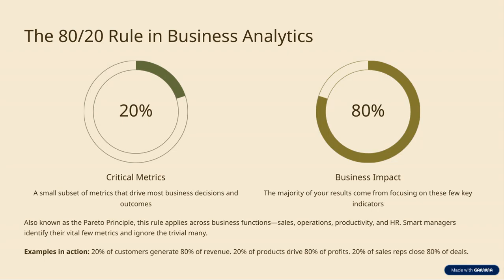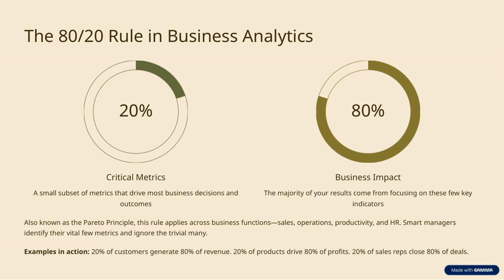A small number of key metrics typically drive most business decisions and outcomes, which is why focusing on this critical 20% can deliver about 80% of your business impact. This concept, known as the Pareto principle or the 80-20 rule, applies across many areas like sales, operations, productivity, and human resources. For example, often 20% of customers bring in 80% of revenue, or 20% of products generate 80% of profits, and similarly, 20% of sales representatives close 80% of deals.